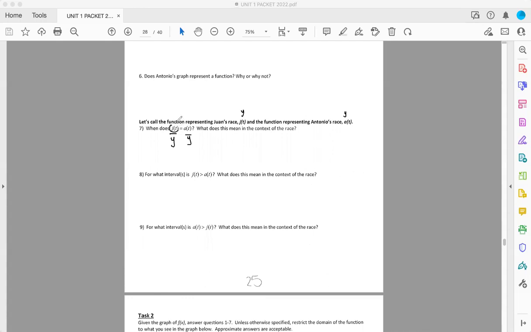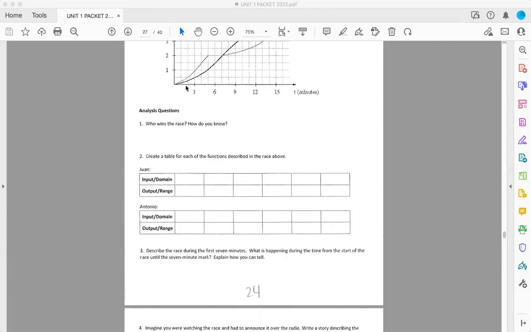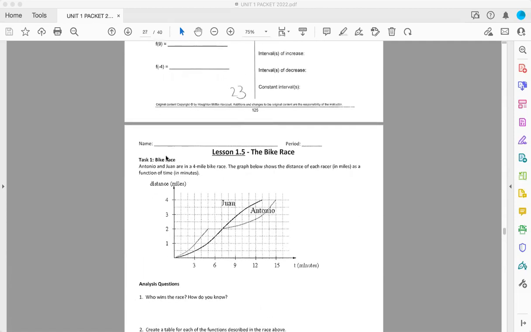Remember, if we're comparing y values, that means we're asking for the x values, when we talked about this earlier. So when are they equal? If we go back to the previous page, where are the functions equal to each other? That means, where do the graphs intersect? That's what it means, where the y values are equal.